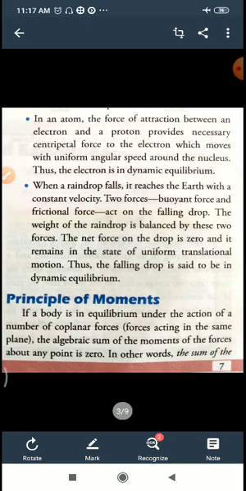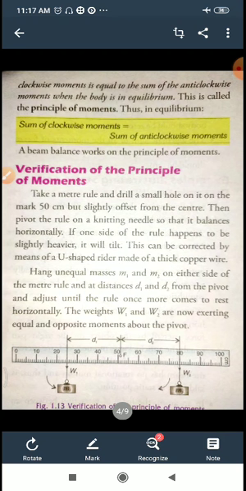Examples, all these things. I said that the principle of moments we have also discussed, that is, the sum of clockwise moments is equal to the sum of anti-clockwise moments. We have discussed that, and some examples related to it, which are given in your book, previously.